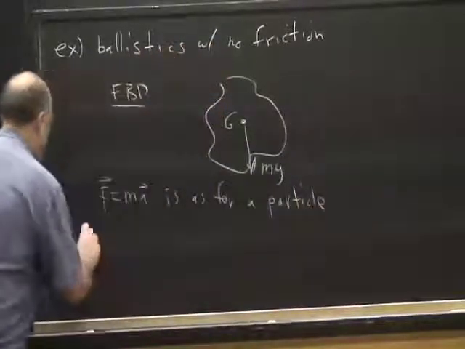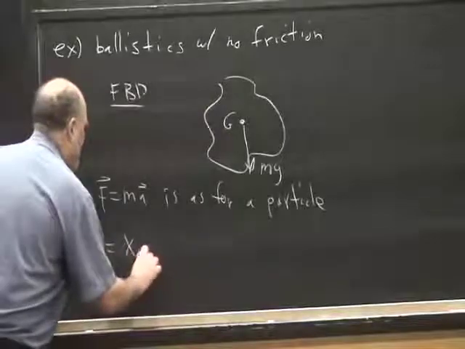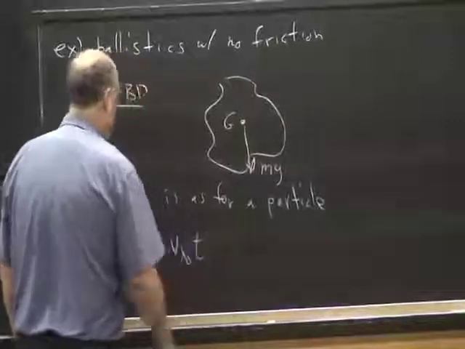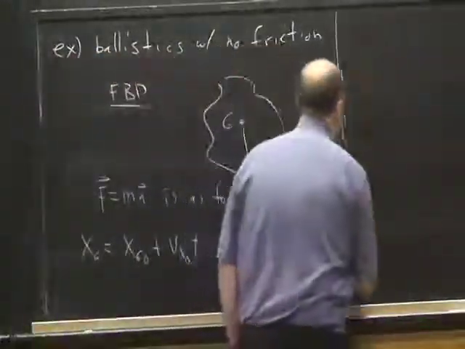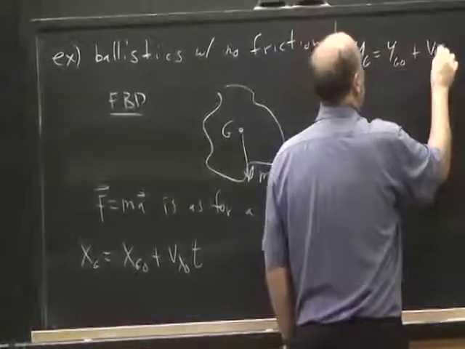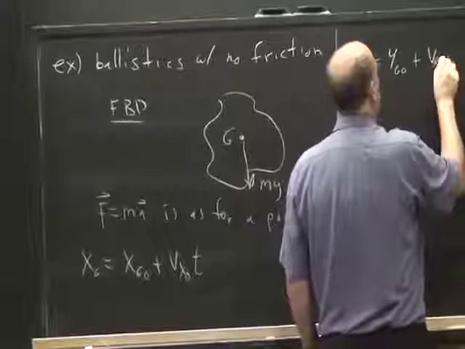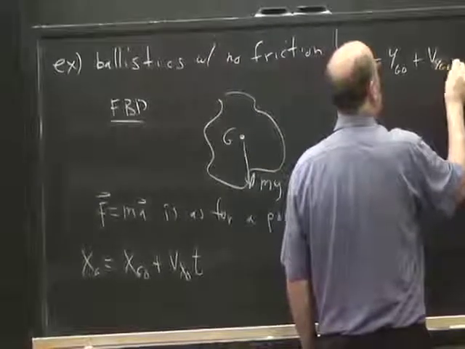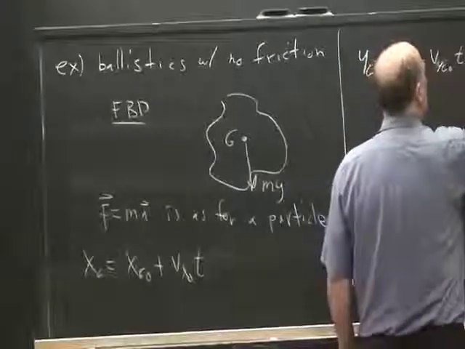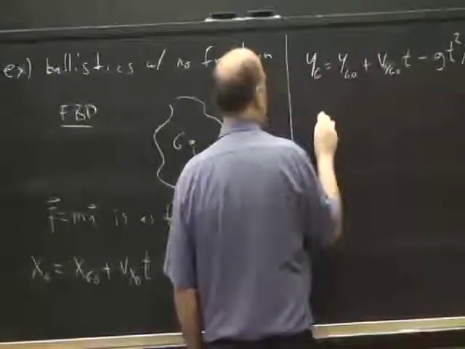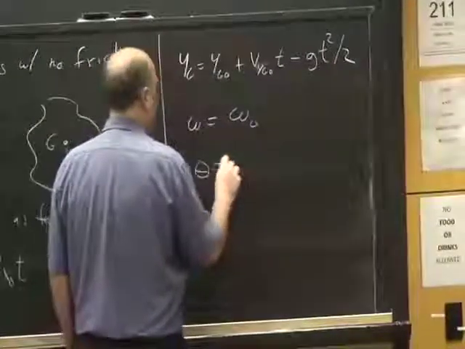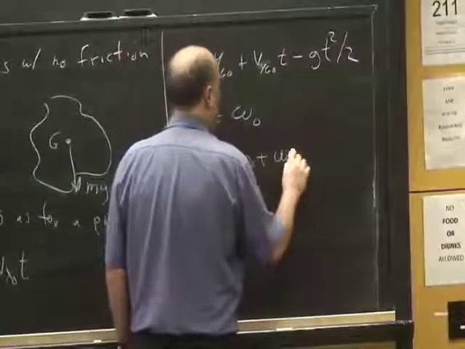So that tells us that xg is equal to xg0 plus vx0 multiplied by the time that goes by. It tells us that yg is equal to yg0 plus vyg0 times t minus gt squared over 2. And it tells us that omega is equal to omega 0, and it tells us that theta is equal to theta 0 plus omega 0 t.